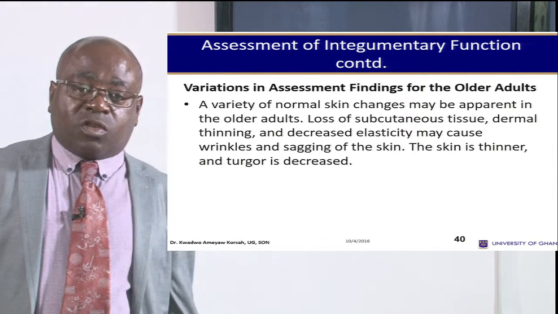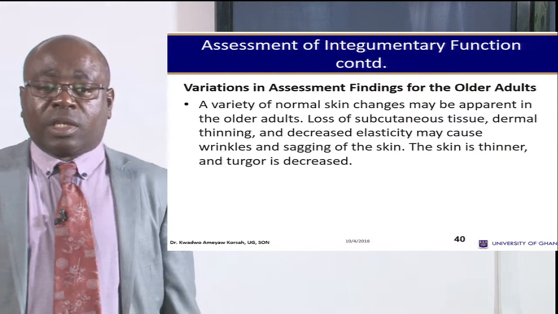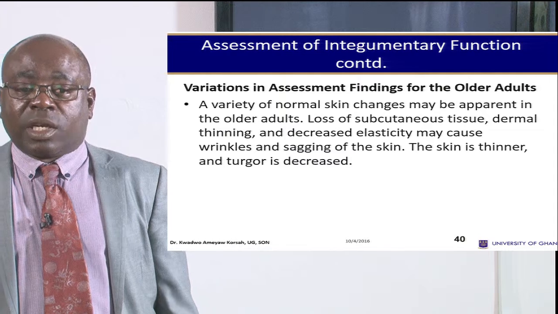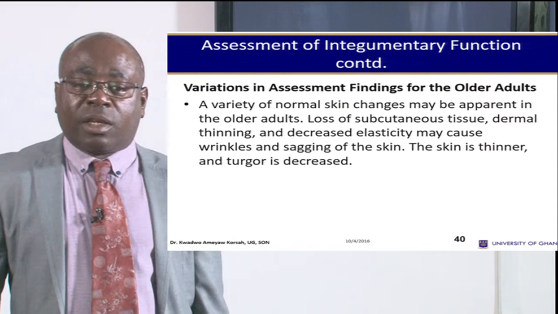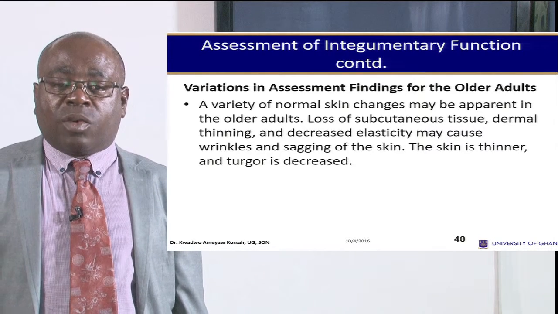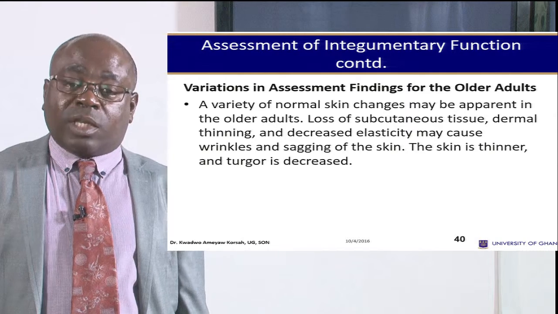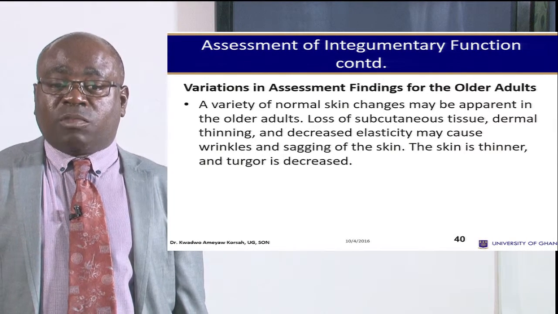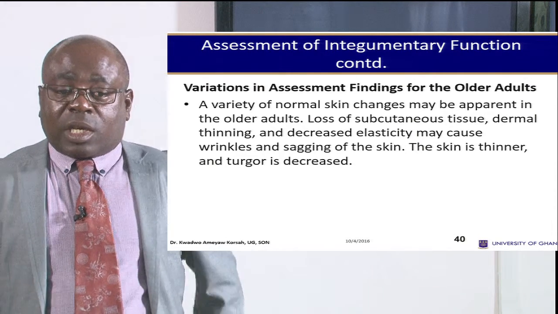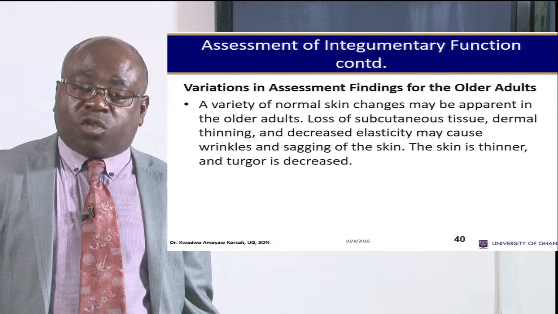Now, variations in assessment of older adults. Findings may be different, and a variety of skin changes may be apparent in older people as we grow. As I've already informed you, we have loss of subcutaneous tissue, dermal thinning, and decreased elasticity, which may cause wrinkles and sagging of the skin.